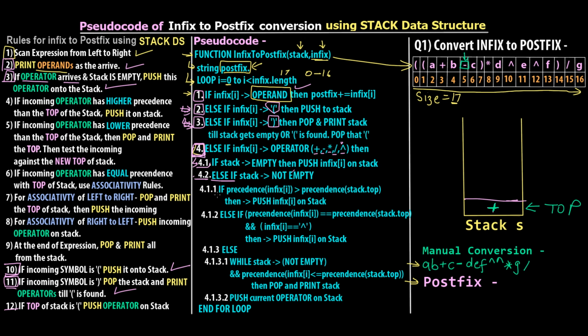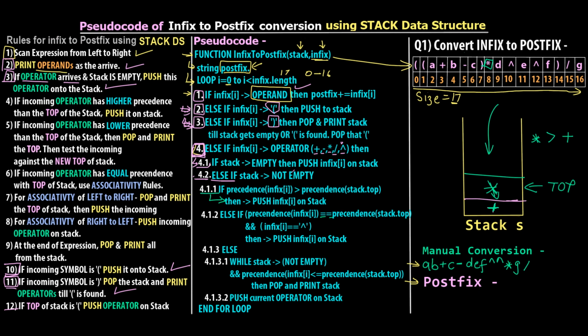So 3 possibilities can happen. The precedence of infix of I can be greater than the precedence of the top of the stack, or it can be equal to this. Equal to is a unique case which we will talk about. But let's assume that right now we have star coming in, okay? So we are at this position and we have plus inside the stack. So obviously the precedence of star is greater than the plus operator. So in that case, we will push this star onto the stack. So star will come over here and this will be the new top.